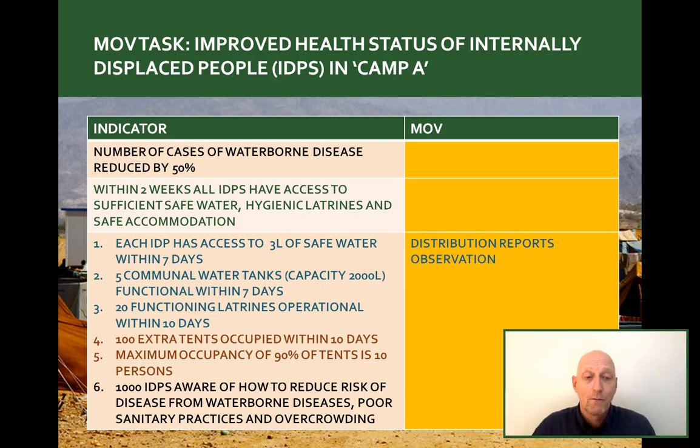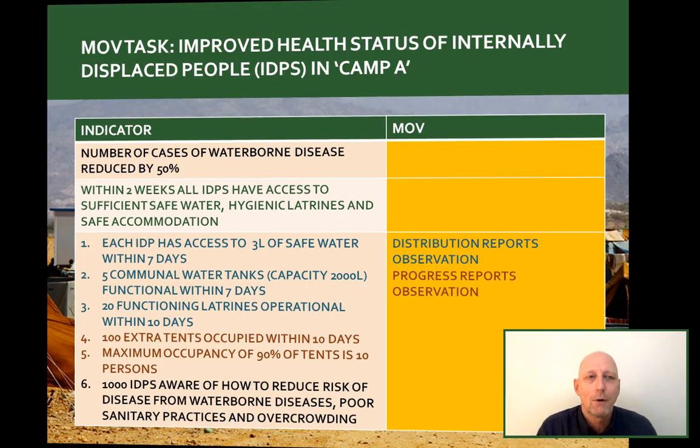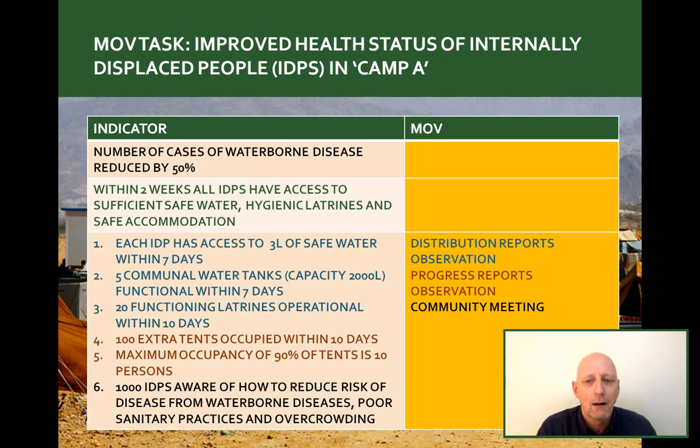Let's look at numbers 4 and 5. This is the reduced overcrowding, progress reports for the distribution of the tents, and again observation to check that the occupancy is as we expected. In 90% of the tents that we observe, it should be fewer than 10 people. And how are we going to measure awareness? We're not going to do that by observation exactly, but we can use a community meeting, a focus group discussion, to check that the message has been received and understood.